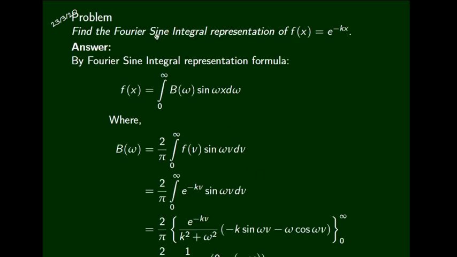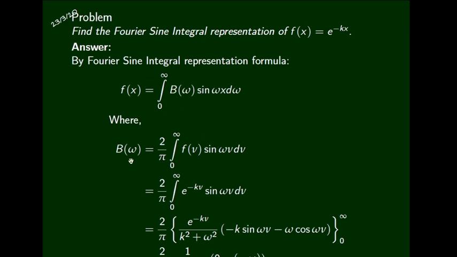Next, we are going to find the Fourier sine integral representation of f of x equal to e raised to minus kx. This e raised to minus kx is actually in the form of the kernel in Laplace transform. So the sine integral representation and cosine integral representation of this function are called Laplace integrals. First of all, we write the Fourier sine integral representation formula, that is f of x equal to integral 0 to infinity b of omega into sine omega x d omega. Now we write b of omega as 2 by pi integral 0 to infinity f of nu sine omega nu d nu. These are the basic results for sine integral representation.